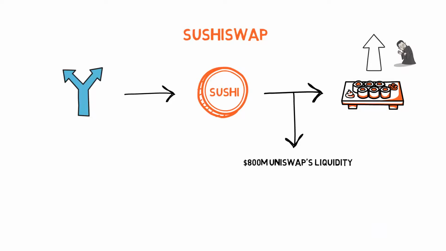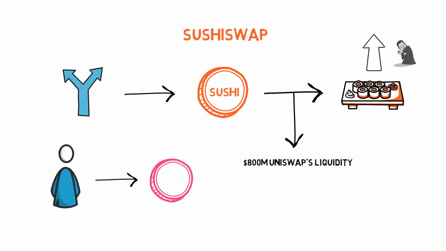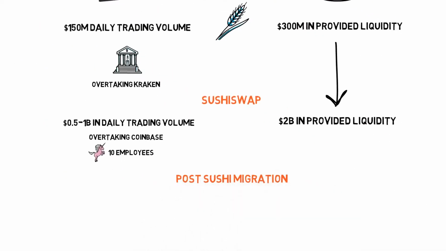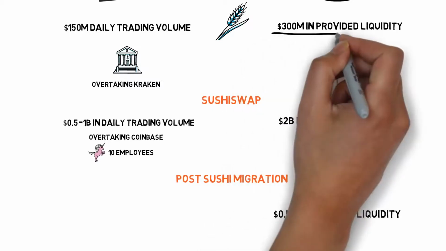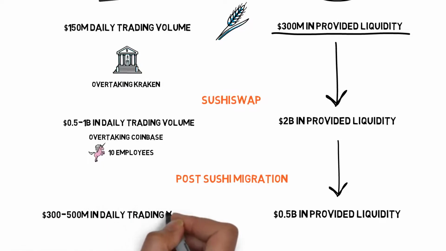This was also the time when Hayden hinted at a potential UNISWAP token. Although the SushiSwap migration resulted in UNISWAP's total liquidity dropping from almost $2 billion to as low as $500 million, the remaining liquidity was still higher than a couple of weeks earlier before the SushiSwap project even started. The trading volume also remained strong at around $300 to $500 million per day.